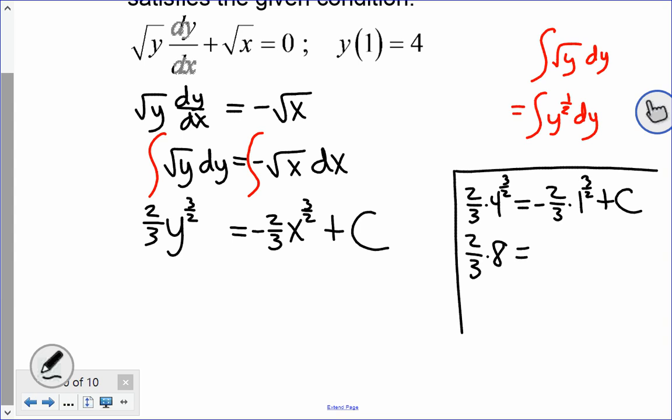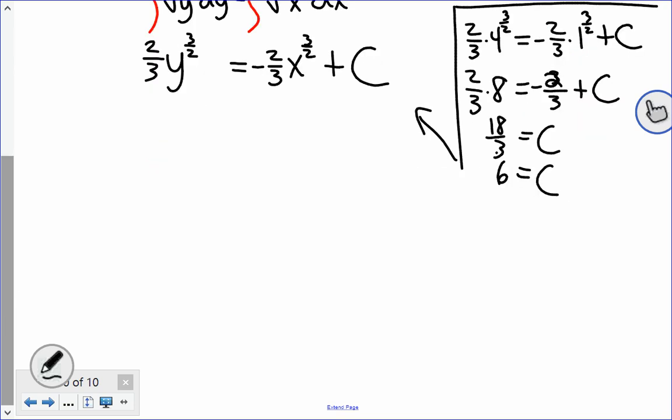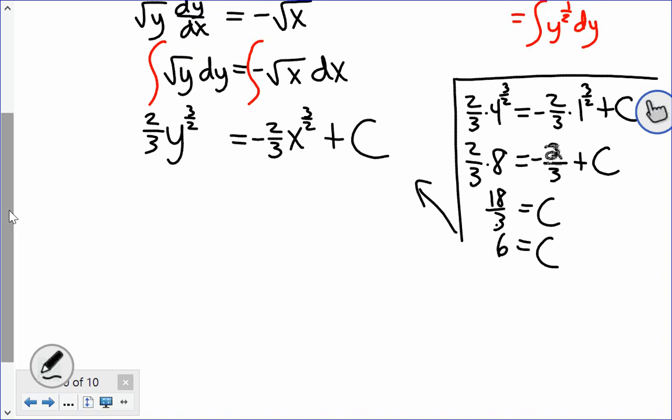So the left-hand side is 16/3. The right-hand side is negative 2/3. So that's going to become 18/3, which is 6. Okay, so now we found the constant, so now we're going to plug it back in and write down our particular solution and then solve for y if we need to. So we have 2/3 y to the 3/2 equals negative 2/3 x to the 3/2 plus 6.